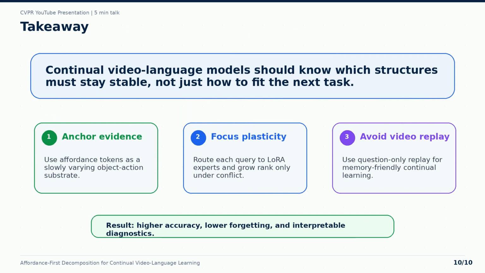To conclude, AFD makes the stability-plasticity split explicit for continual video language learning. It anchors evidence in a slowly varying affordance substrate, then adapts with query-routed, conflict-aware low-rank experts. This simple division gives strong accuracy, low forgetting, and interpretable diagnostics, without storing old videos. The broader message is that continual video language models should not only learn new tasks. They should also know which structures are meant to stay stable.